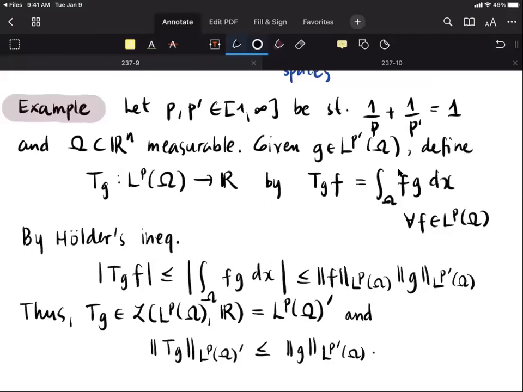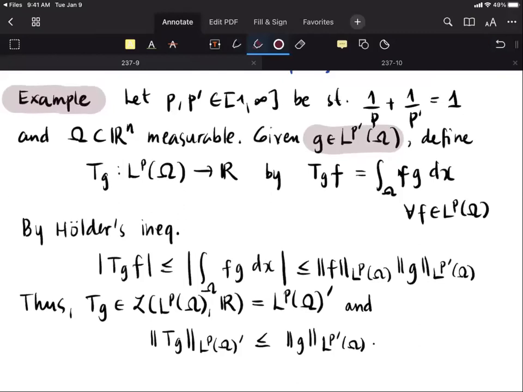Okay, so in this case, given a function g in L^p', you can find an element in the dual space that satisfies this property. Now, the question is, can we improve this inequality to an equality?